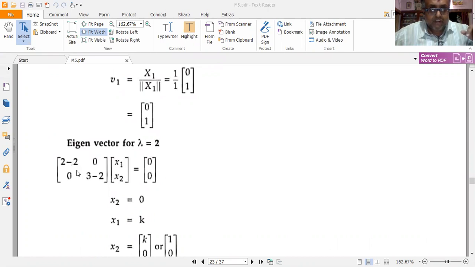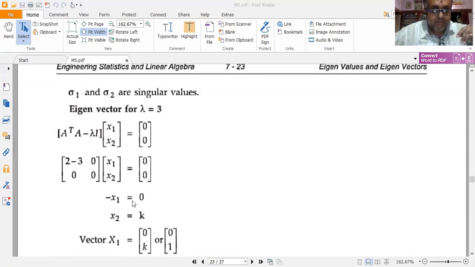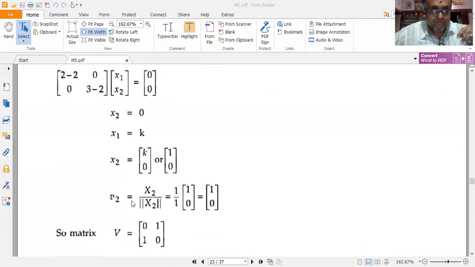So here I get x2 is equal to 0. I get 0 into x1 plus 0 into x2 is equal to 0. Then 0 into x1 plus 1 into x2 is equal to 0 I get. Now here let me assume x2 is equal to 0. In the previous case I had assumed that x2 is equal to k. So here 0 0 for x1 I have.